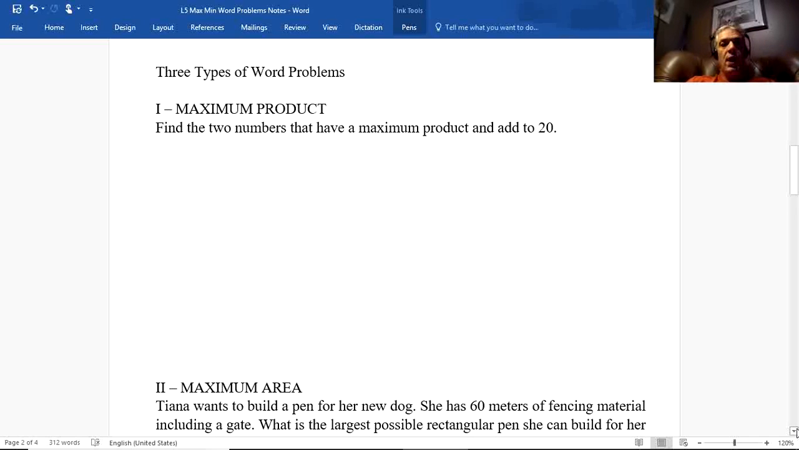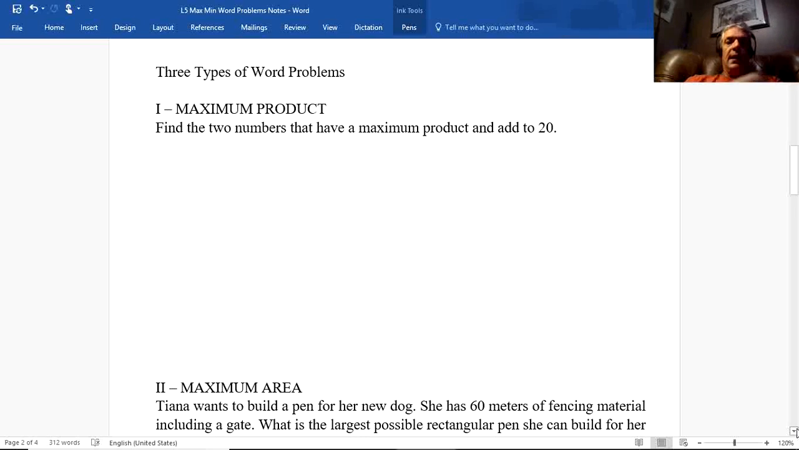Of course, there's way more types we could make, but I've got to be reasonable about what I do, so I'll take three types of questions. One will be a maximum product question. If I take two numbers and multiply them together, what would be the maximum number that they would get? Usually they will add up to a specific number. In this case, I chose the number 20.